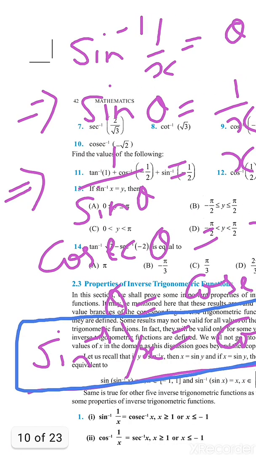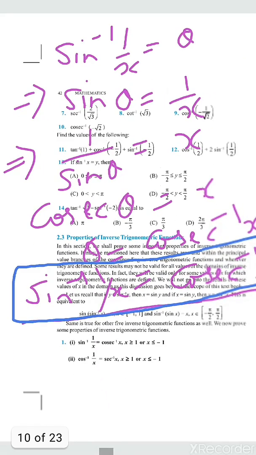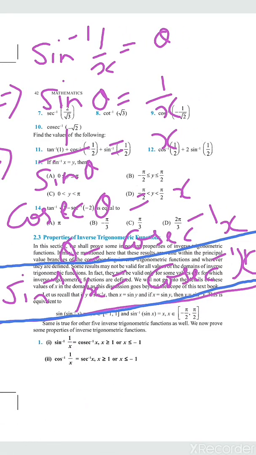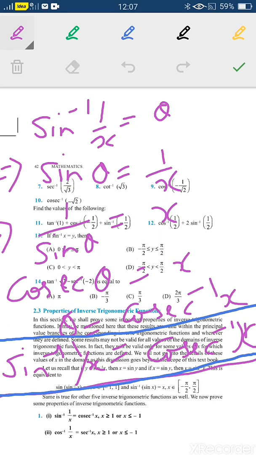And today we are going to start with the properties of inverse trigonometric functions. If you see your page number 42, this is your page number 42. Now we are going to do topic 2.3, properties of inverse trigonometric functions. These are the properties. Sine inverse 1 upon x is equal to cosecant inverse x, cos inverse 1 upon x is equal to secant inverse x, and next page, tan inverse 1 upon x is equal to cot inverse x. You have to learn these formulas, but the proofs of these formulas will not come in the paper.